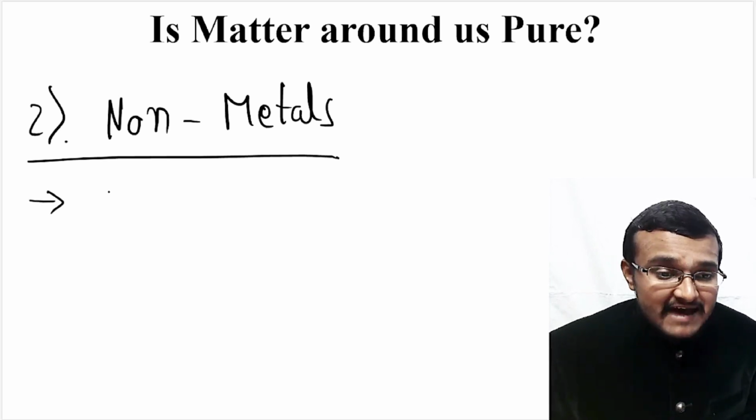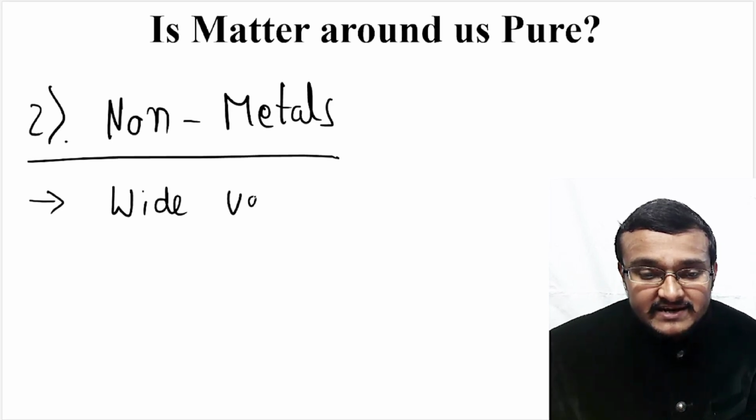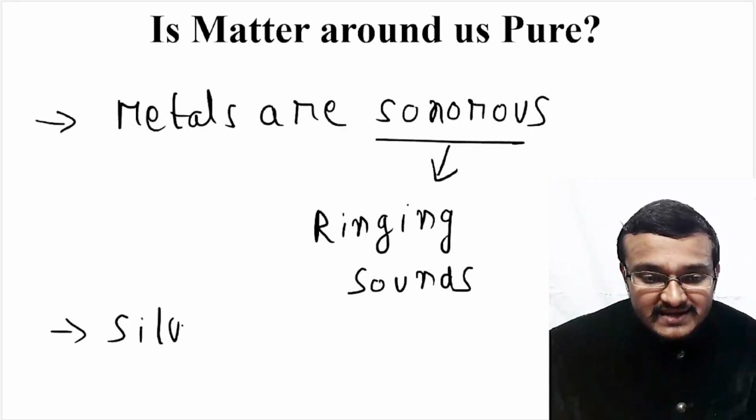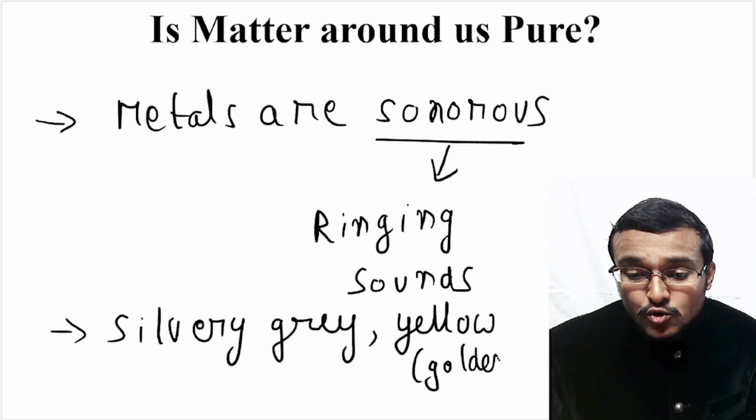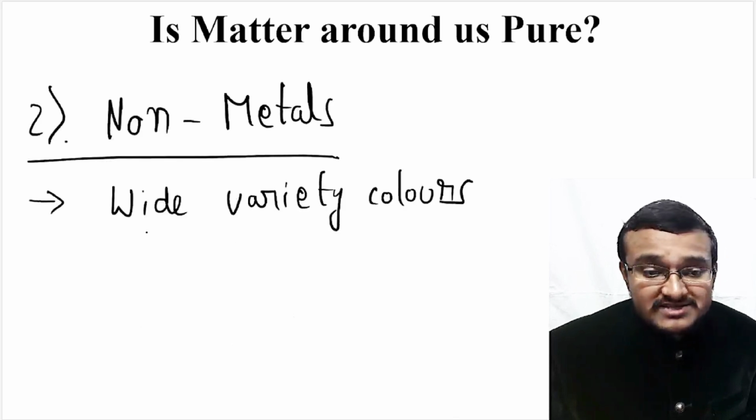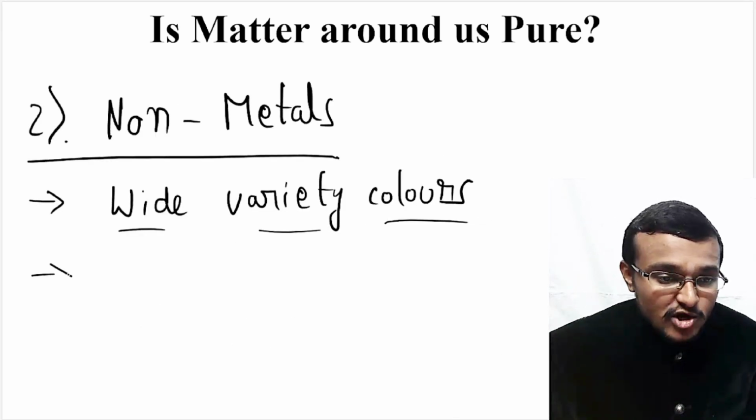So non-metals have a wide variety of colors. They have a wide variety of colors because metals exhibit silvery gray or yellow, especially golden yellow. This is the common color which you can find in metals. But non-metals exhibit a wide variety of colors. So this is one particular property of non-metals.